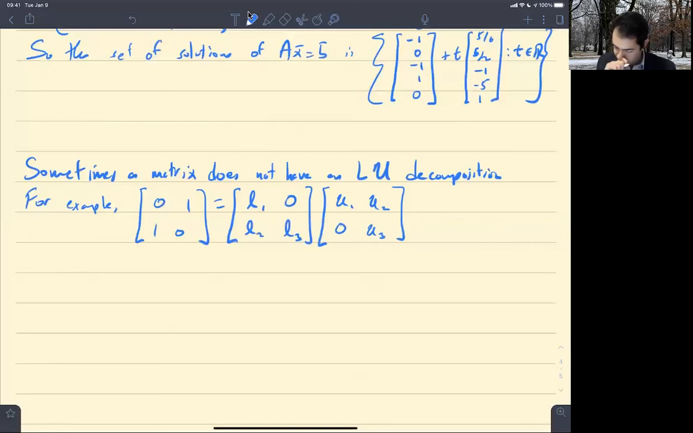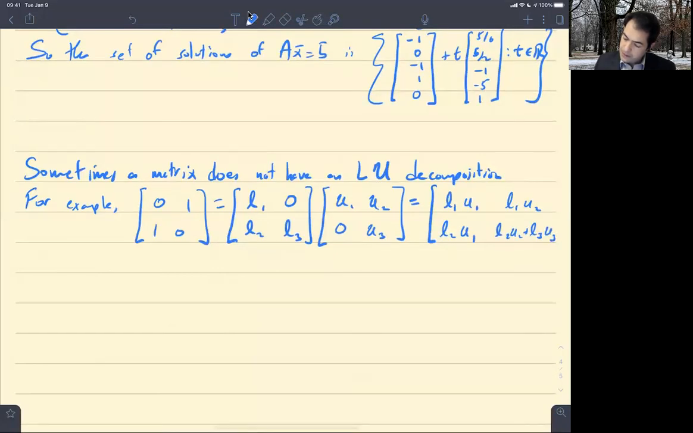Okay. Well, if you write out this product, you get L1 U1, L2 times U1, then L1 times U2, and then L2 U2 plus L3 U3.